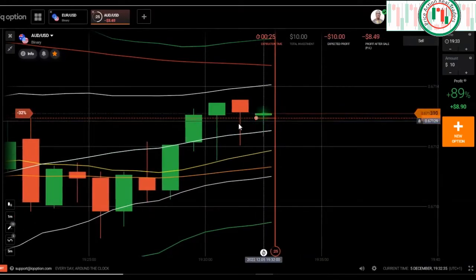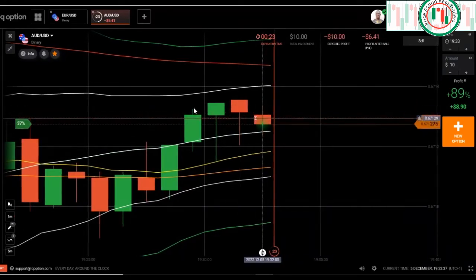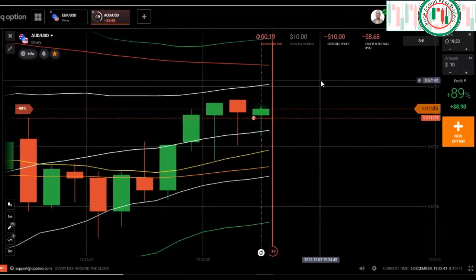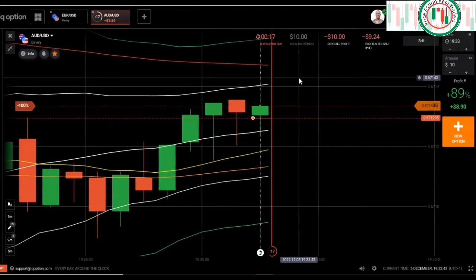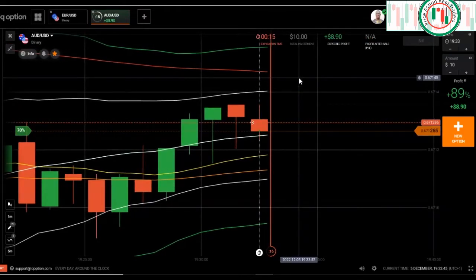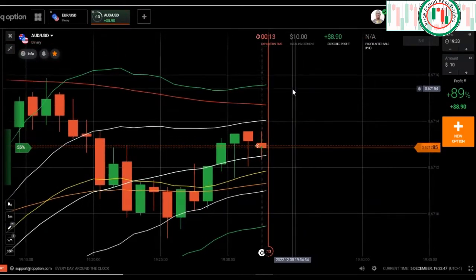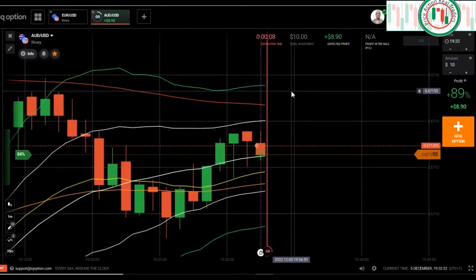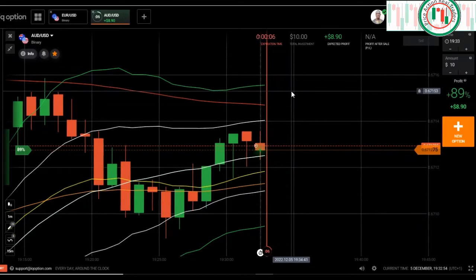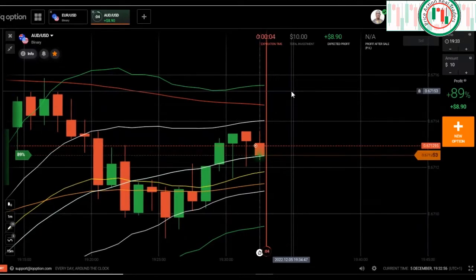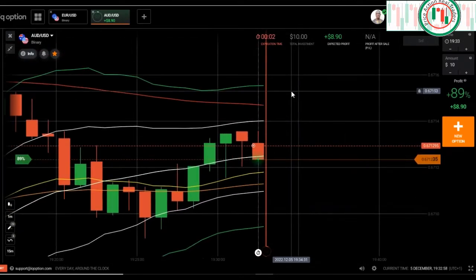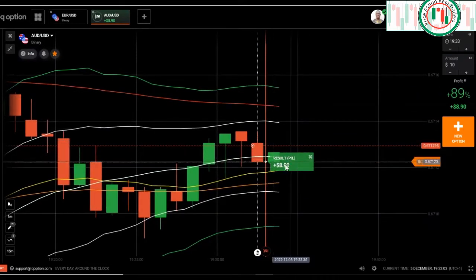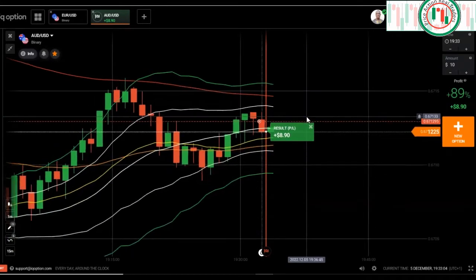But the market is doing some panic because the market is not nice. As you can see, up, down. So in this situation you have to be very careful. You see, the market is really bad. So you see, this is a winning trade.